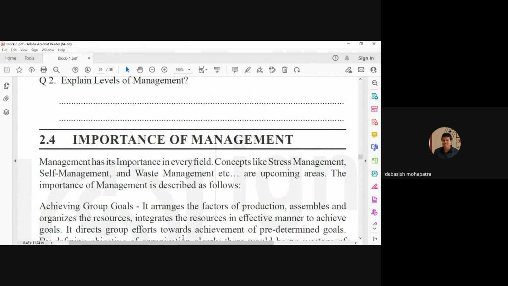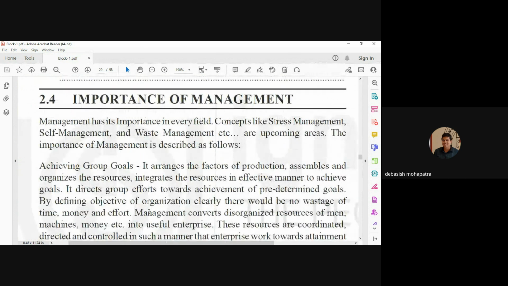Then, importance of management. Management has its importance in every field. Concepts like stress management, self-management, waste management, etc. are upcoming areas. The importance of management is described as, first, achieving group goals. From the very beginning I am telling, management is not about a single person, it is about achieving a group goal. It integrates the factors of production and resources in an effective manner to achieve goals. It directs group efforts towards achieving a predetermined goal by defining the objectives of the organization.